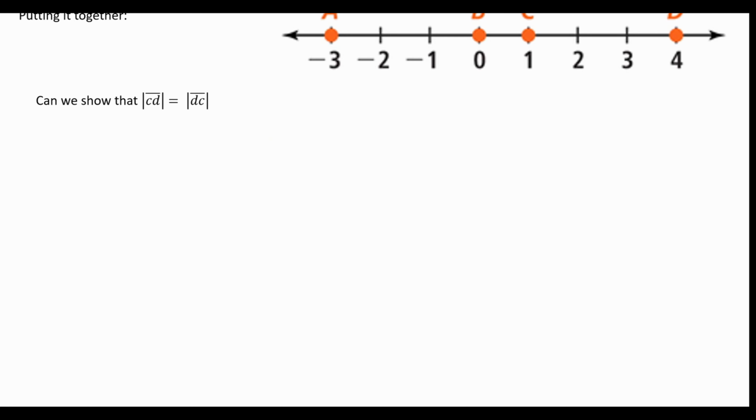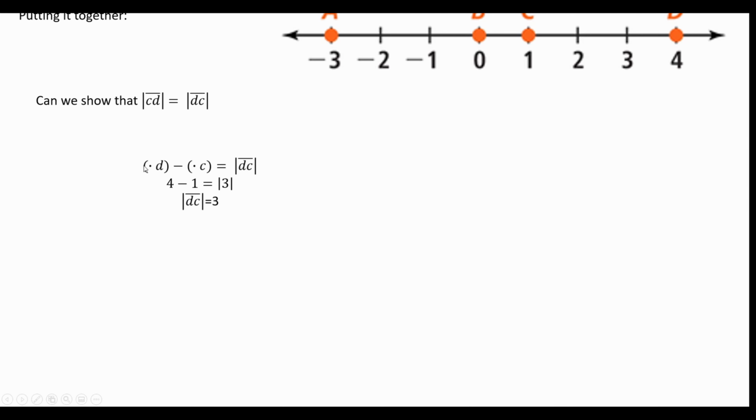All right, so let's put it all together. Can we show, and this is kind of what this whole class is about here, can we show that line segment CD is equal to line segment DC? So I'm going to look at, and this is putting everything we've talked about so far together, point D minus point C. So point D is 4, point C is 1. And I know that the difference between the two endpoints on a line segment will give me the length of that line segment. So 4 minus 1 is equal to the absolute value of 3, or the magnitude of 3, which gives me line segment DC is equal to 3.